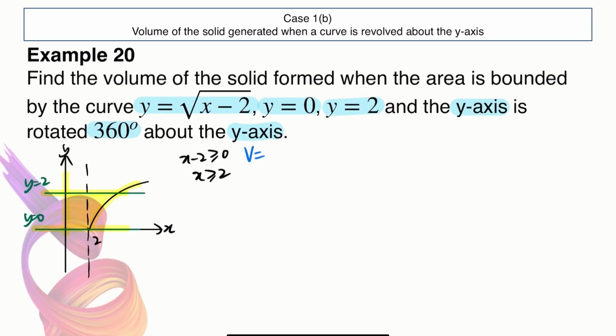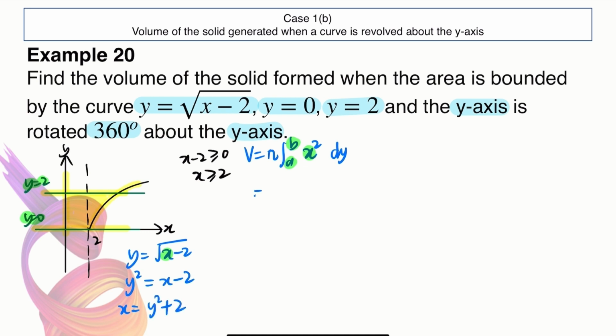Write the formula first. Since it's rotation about the y-axis, we use dy, and our subject will be x squared. So let's find the values of a and b first. As you can see here, we already have y equals 0 and y equals 2. And now, let's find out what function x is. Since our function is y equals square root of x minus 2, we have to rearrange so that x will be the subject. y squared equals x minus 2, so x equals y squared plus 2.